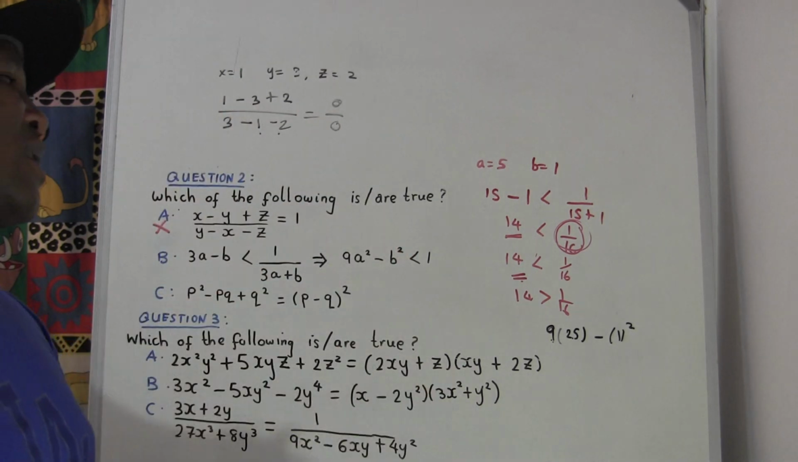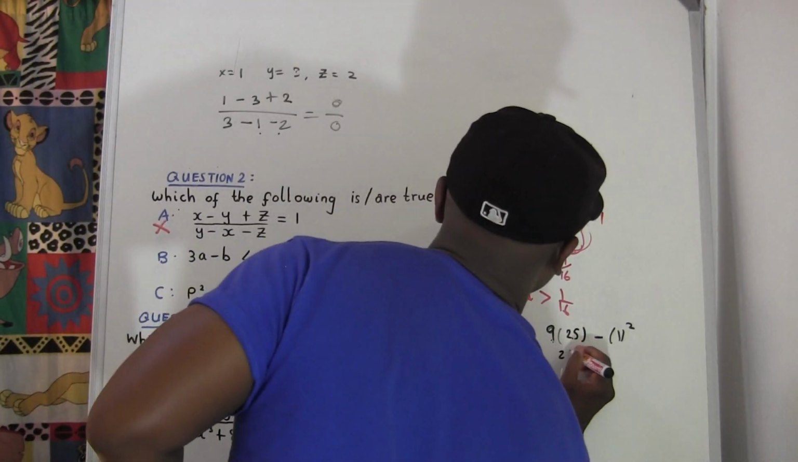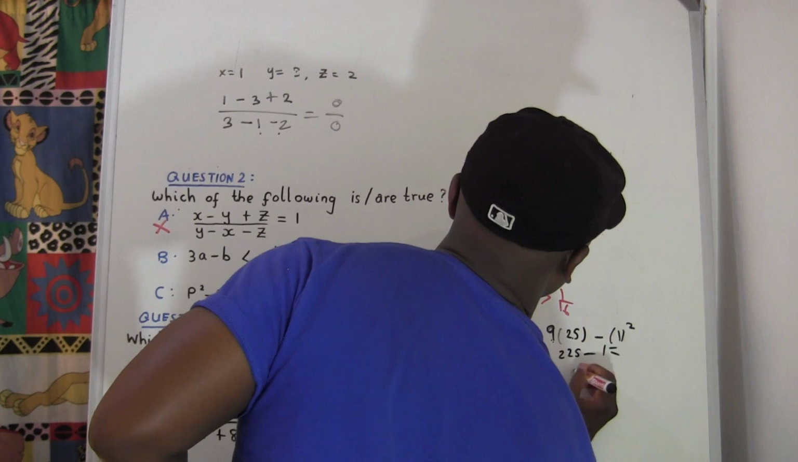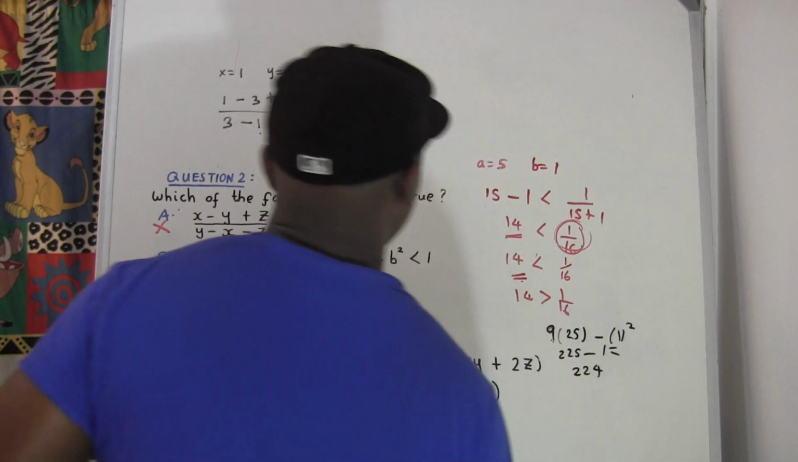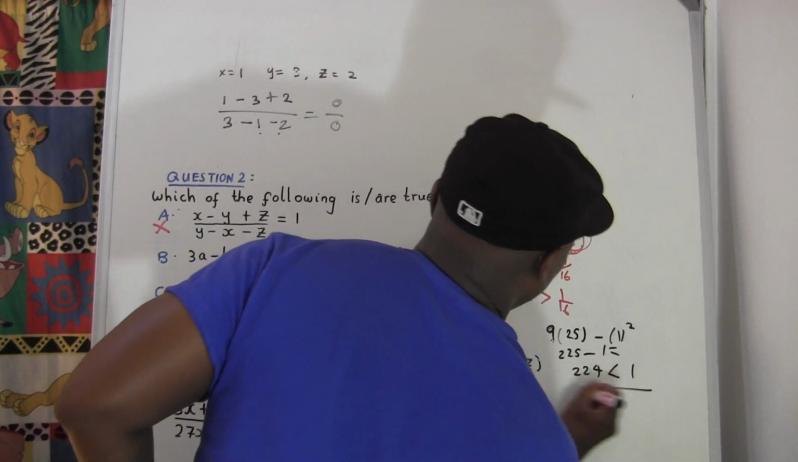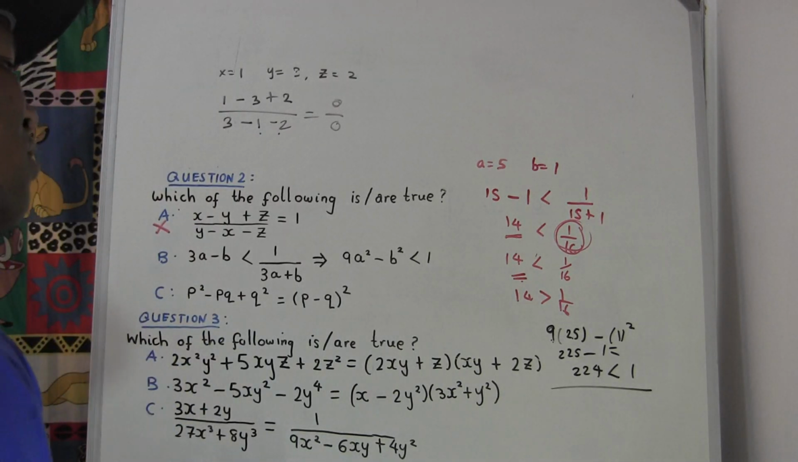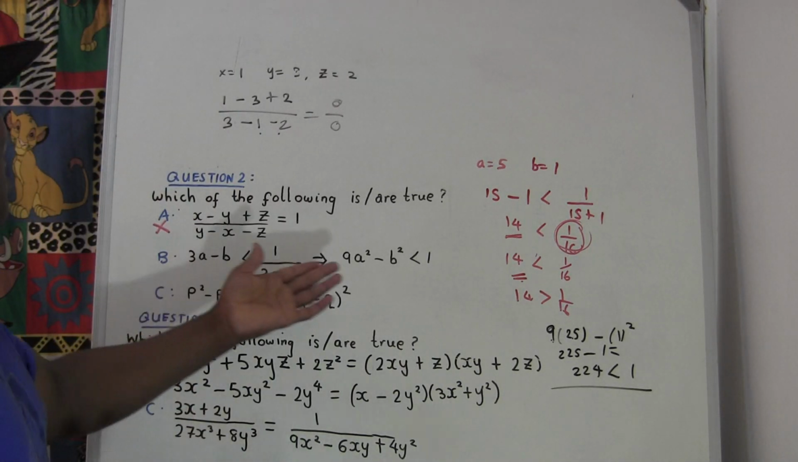So another 4 to 100, 225. 225 minus 1 is equal to 224. It cannot be less than 1. It's not true. So it's not less than 1. So everything's not true there.